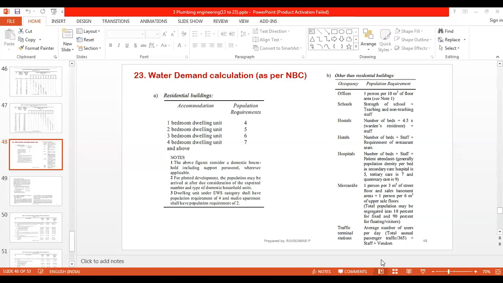In that NBC code, what is the NBC telling? They are telling how residential buildings are considered, and how buildings other than residential are considered. First, you have to refer to the table. For the residential building accommodation, they have given accommodation and population.